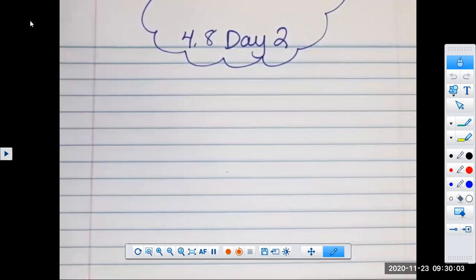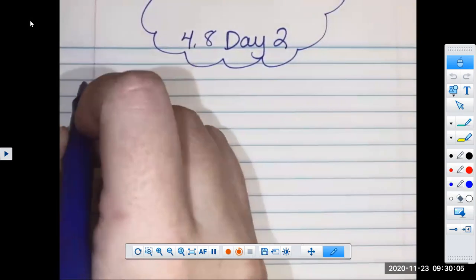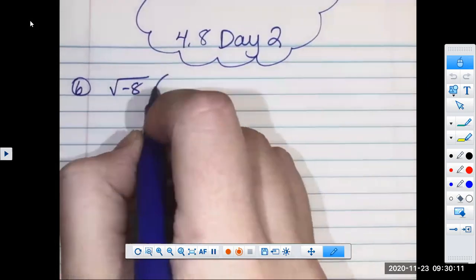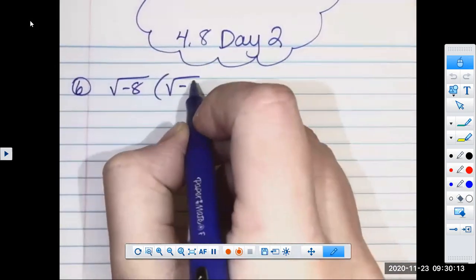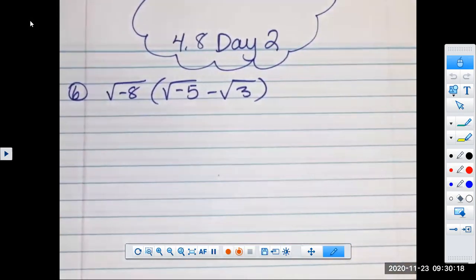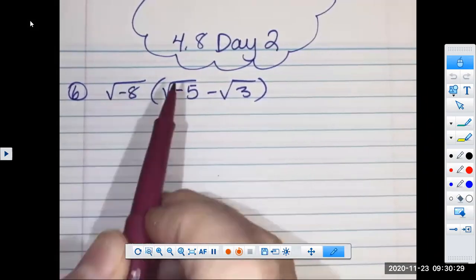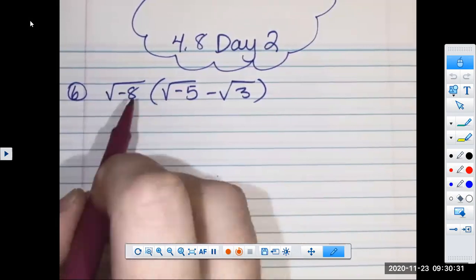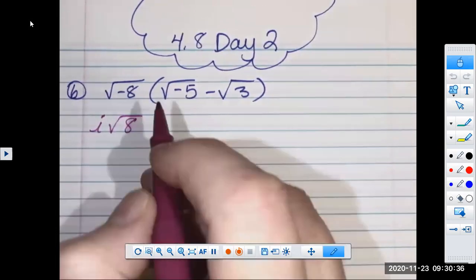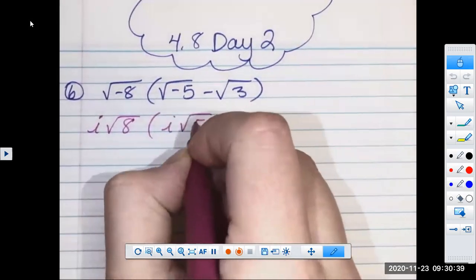So one particular problem that I do want to go over, that's number 6 in your notes that I posted, looks like this before we do anything else. So we had root -8 times root -5 minus root 3. Remember, I told you that you can't multiply two radicals that have a negative radicand, or simply a negative number underneath. And you always need to make those numbers positive. And the way you do that is you take the negative out front as i. So this becomes i root 8. This becomes i root 5.